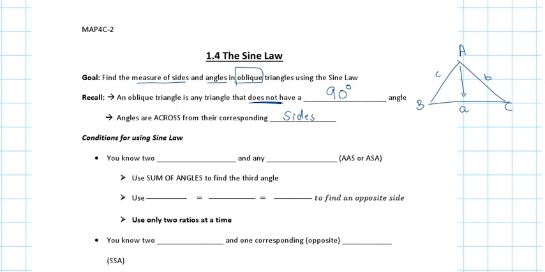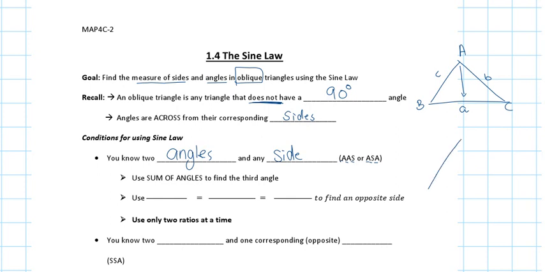So when I'm looking at the sine law, when do I use the sine law? I can use the sine law when I'm given two angles and any side. Okay? If I have two angles and any side, I can use the sine law. So let's look at an example here. That's why I have angle, angle, side, or angle, side, angle. So that's what AAS stands for.